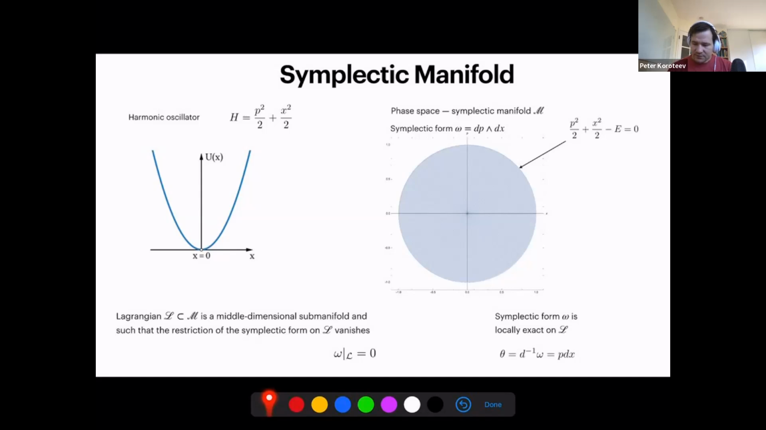Then the symplectic form is locally exact on this Lagrangian, and we can take its primitive, and this is called, of course, the Liouville form, which you can write as p dx.